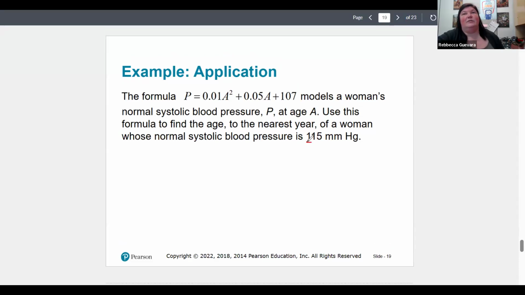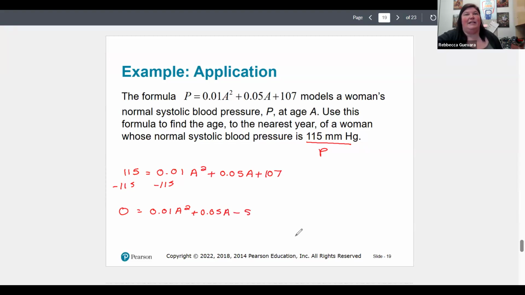So we know P. So we can put in 115 is equal to 0.01a squared plus 0.05a plus 107. Now, because I know the quadratic formula, this is something I can actually solve. Because if I just subtract 115 from each side, then I have 0 is equal to 0.01a squared plus 0.05a minus 8.